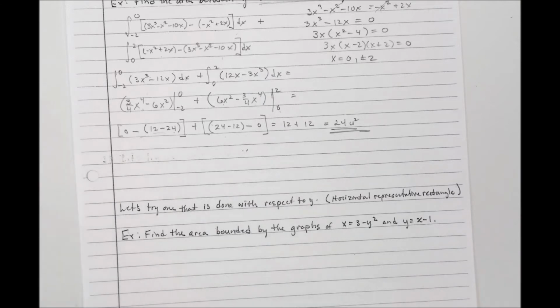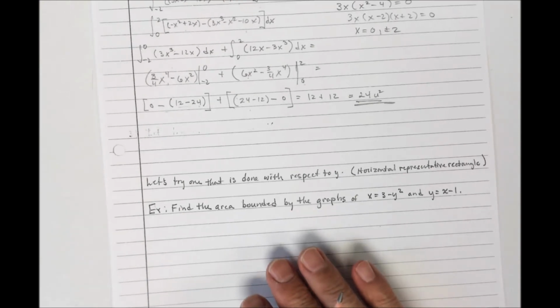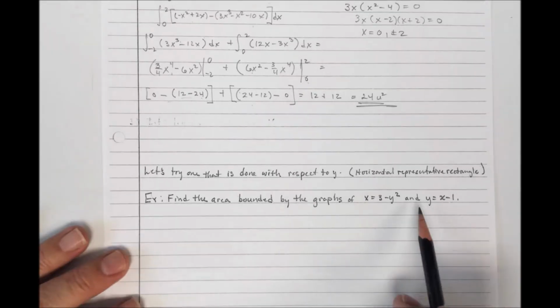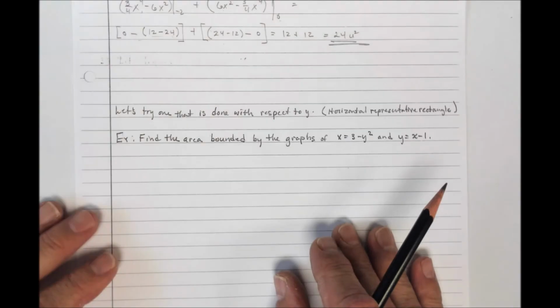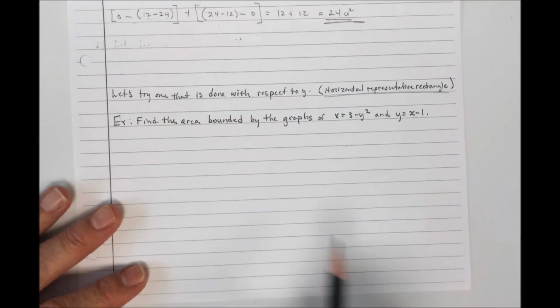All right, now let's try one here that has, oh gosh, kind of getting ahead of myself here. I don't think I have done an example yet. I have to make sure I do an example. No, we're good. I think I just haven't done one where it's done with respect to y, where we have horizontal representative rectangles instead. So let's do this one here.